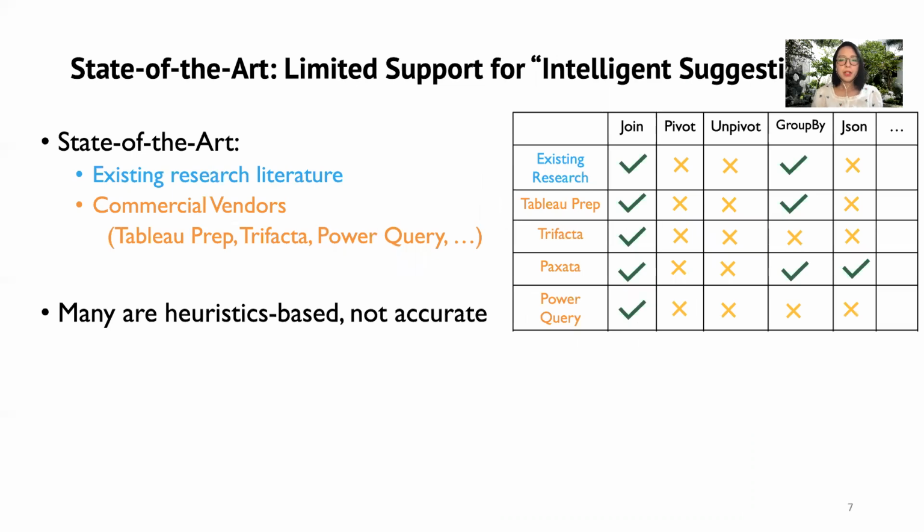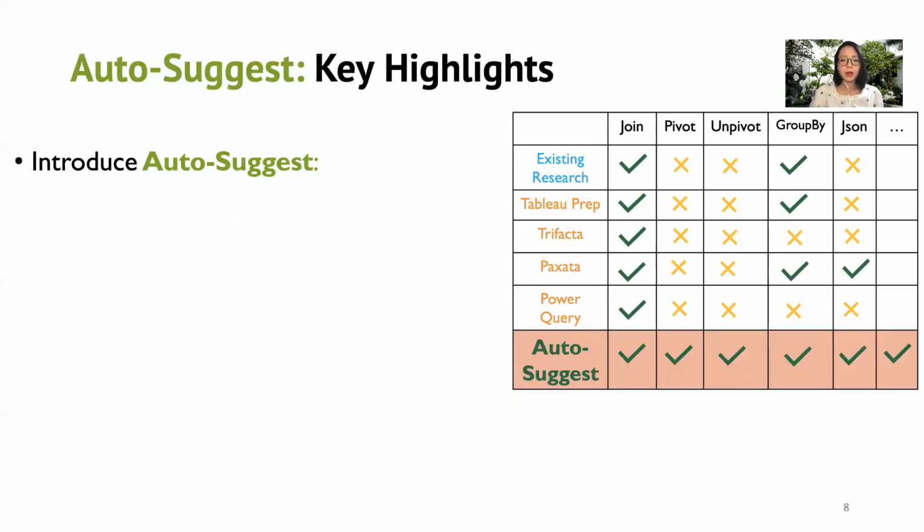In terms of intelligent suggestion, if we look at the state of the art, from both research literature and the commercial vendors, existing approaches cover a small number of operators. Furthermore, many existing suggestions use simple heuristics, which are often not very accurate in practice. So in this project, we built AutoSuggest. Here are the key highlights of the system.